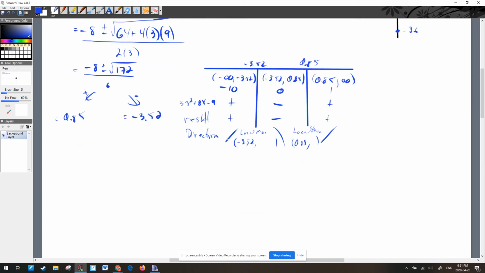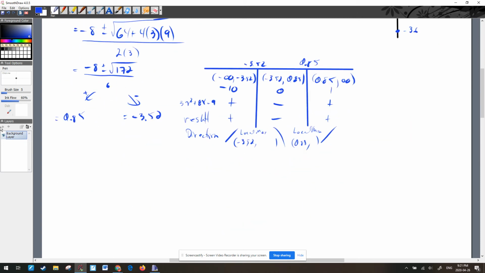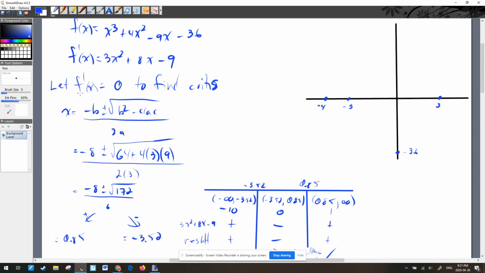So our intervals of increase are from negative infinity to negative 3.52 with round brackets on both sides, unioned with 0.85 to infinity. Those are our intervals of increase. The interval of decrease is this interval right here. Local max, local min. Lovely. On we go to our second derivative test. For the second derivative, we have to take that same function. Do I have it up here? And we're going to differentiate it.